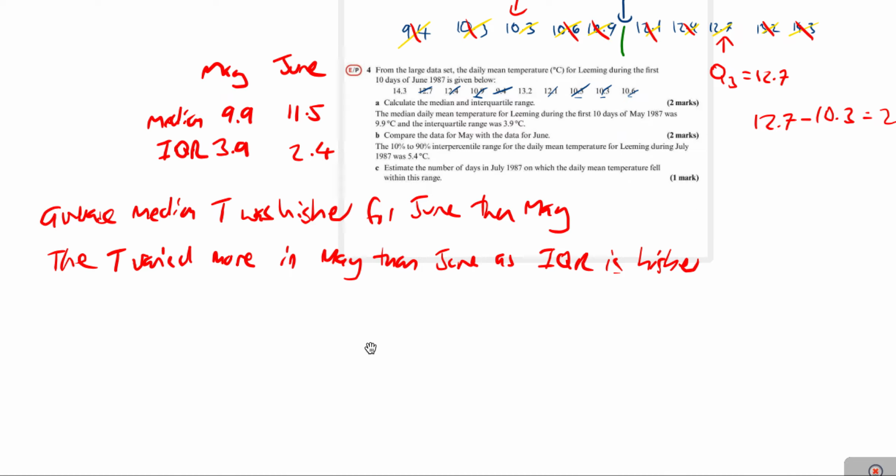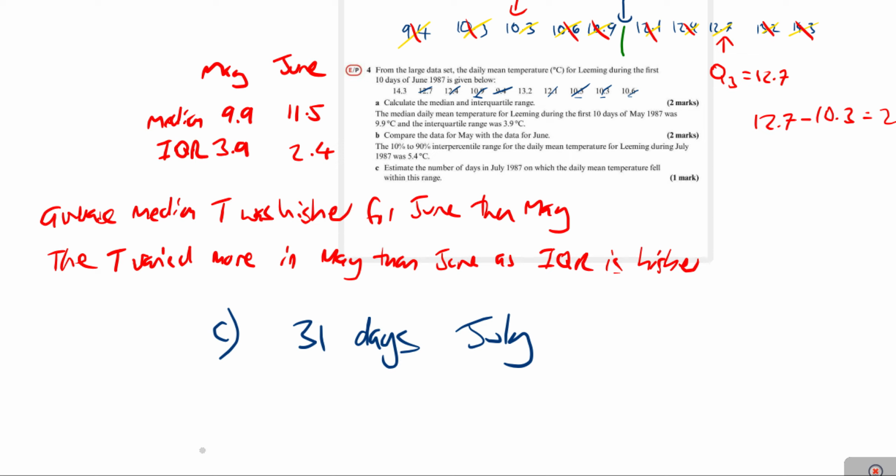Okay, the last step we've got is: the 10% to 90% range for the daily mean temperature for Leeming during July 1987 was 5.4. Estimate the number of days in July 1987 where the daily mean temperature fell within this range. For this one, you need to know some knowledge from outside, which is the number of days in July. We should know that there's 31 days in July. Again, be confident, but know the days of the month between May and October for the large data set. It's things like this that can cost you.